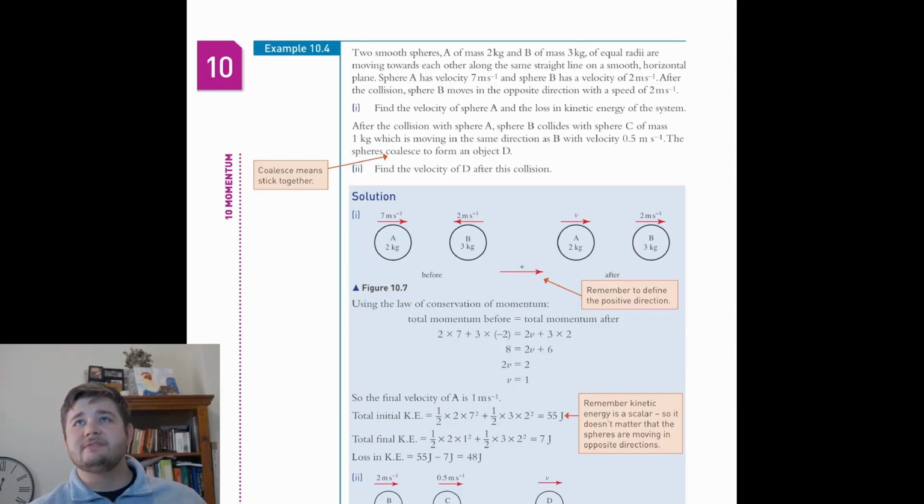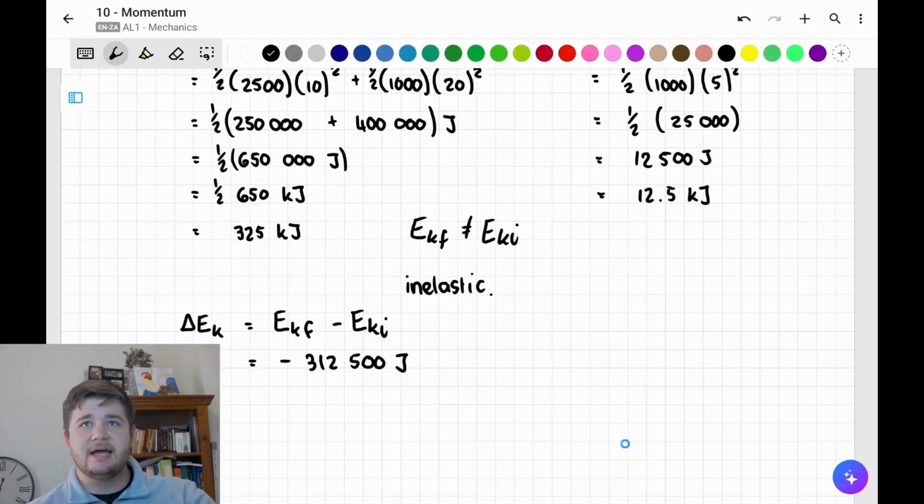Here in this case, we have two smooth spheres, sphere A with 2 kilograms of mass traveling to the right at 7 meters per second, which will eventually collide with object B, which is a 3 kilogram sphere traveling at 2 meters per second to the right. They move on a smooth horizontal plane in a straight line. Lovely. We should find the velocity of sphere A and the loss in kinetic energy of the system. Okay, so let us do that.